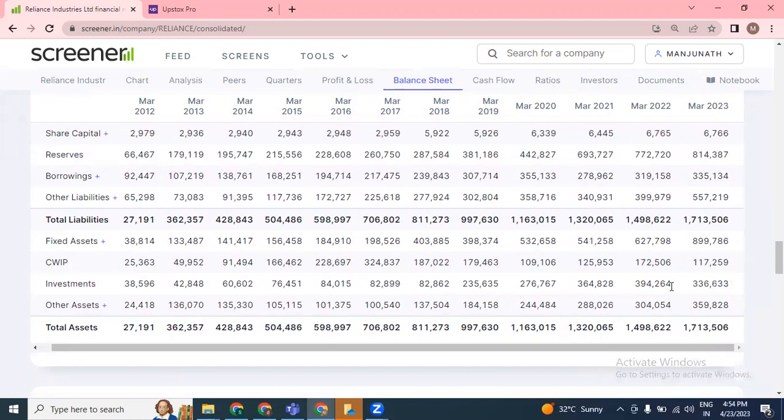the previous year they made 394 crore, and this year they made 336 crore of investment, with additional investment for whatever products they are trying to bring in. That we'll have to see in the con calls. And other assets have increased from 304 crore to 359 crore.